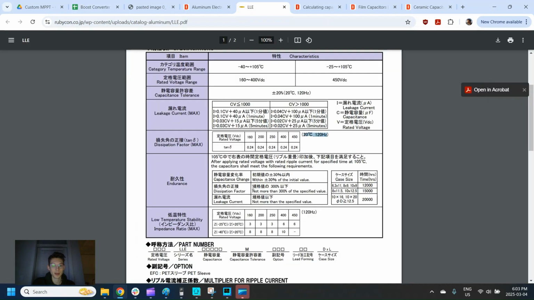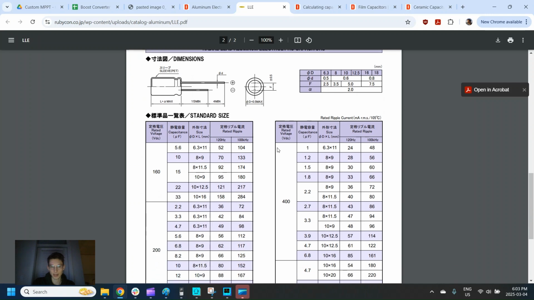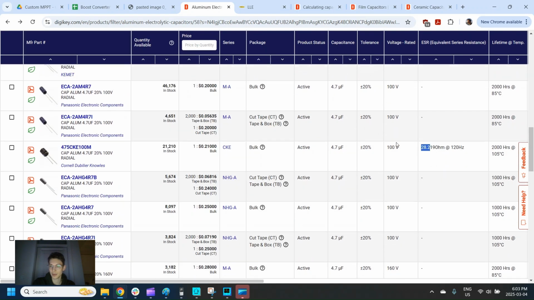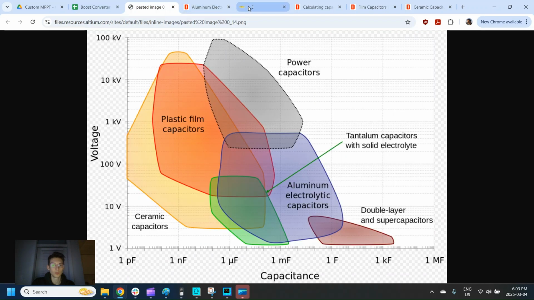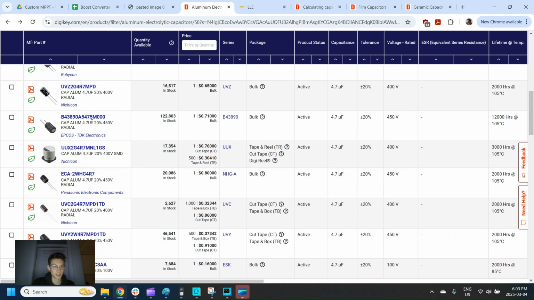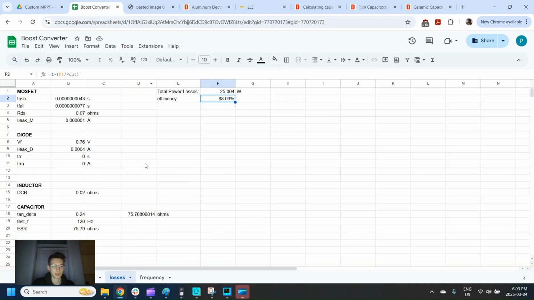I'm not actually sure how accurate these are, but it definitely means that. And if you go through and look at the other ones, a couple of them have the ESR here, and it's in the range of around 30 ohms. So we can see that the problem with aluminum electrolytic is that even though there's lots of options and they have very high voltage ratings and are pretty cheap, their ESR is quite high.